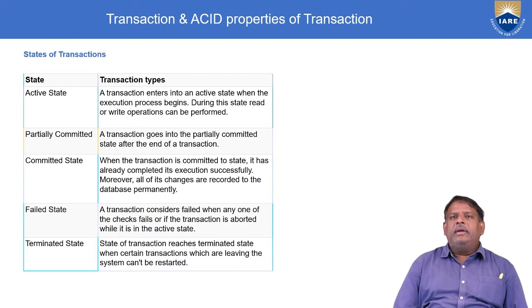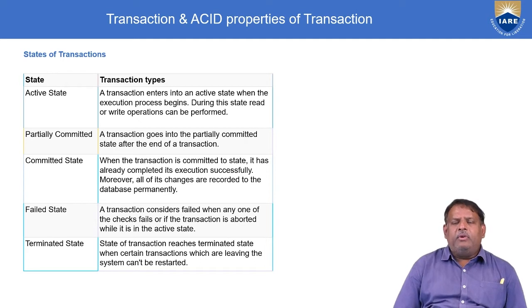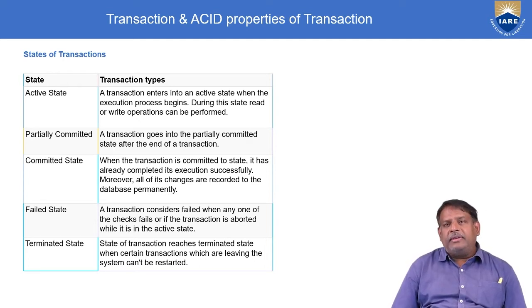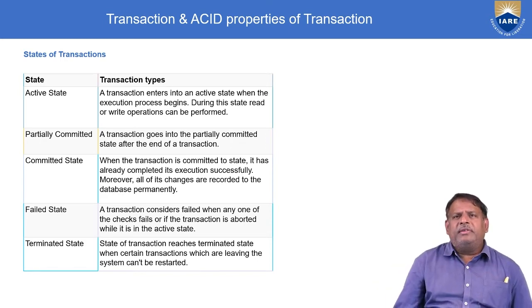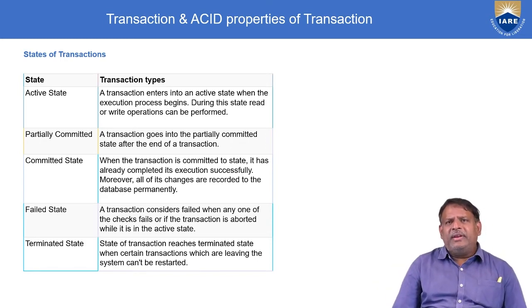Now let us see the states of a transaction. As you know, the ACID properties are atomicity, consistency, isolation, and durability. Now, during the phase of a transaction, we have various states. Those are active state, partially committed state, committed state, failed state, and terminated state.